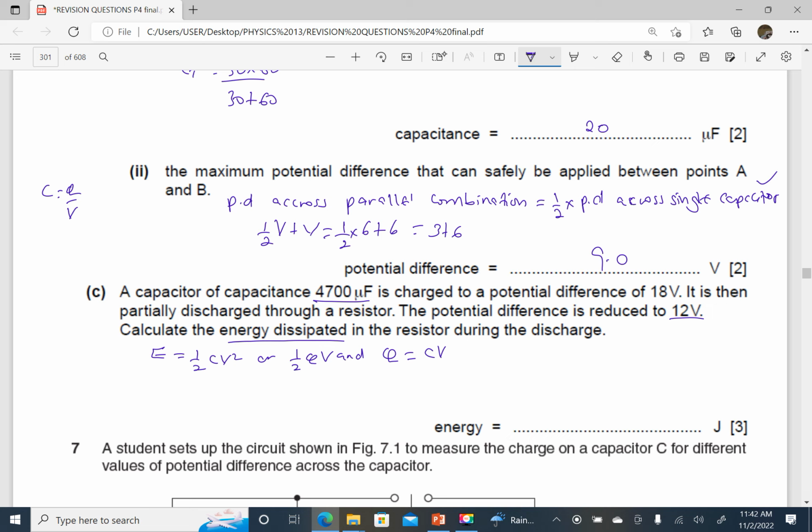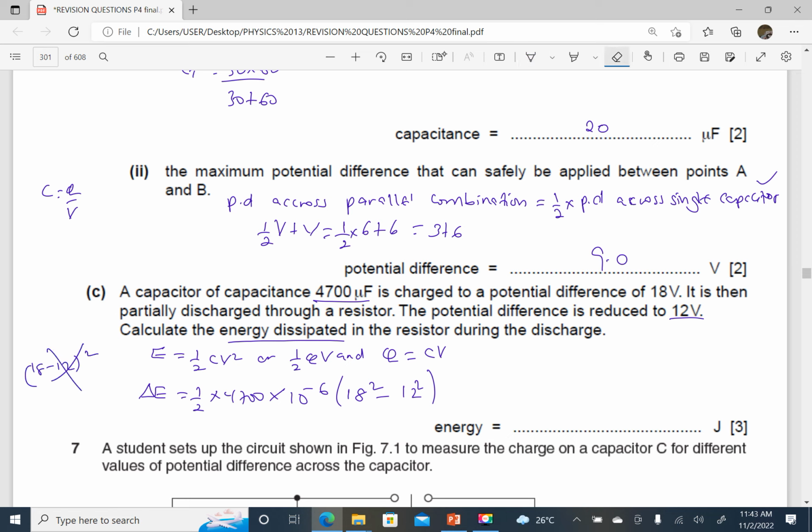The energy which is dissipated is the difference between the energy which was there and the energy which is present after discharge. So the energy dissipated, ΔE, is a half times 4700 times 10 power negative 6 to change from microfarads to farads, times 18 squared minus 12 squared, because V is squared. Do not be tempted to say 18 minus 12 and square. That would be wrong mathematics.